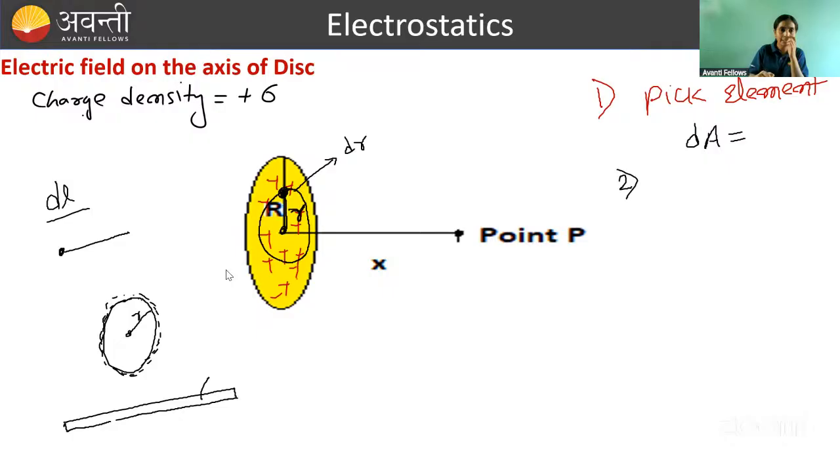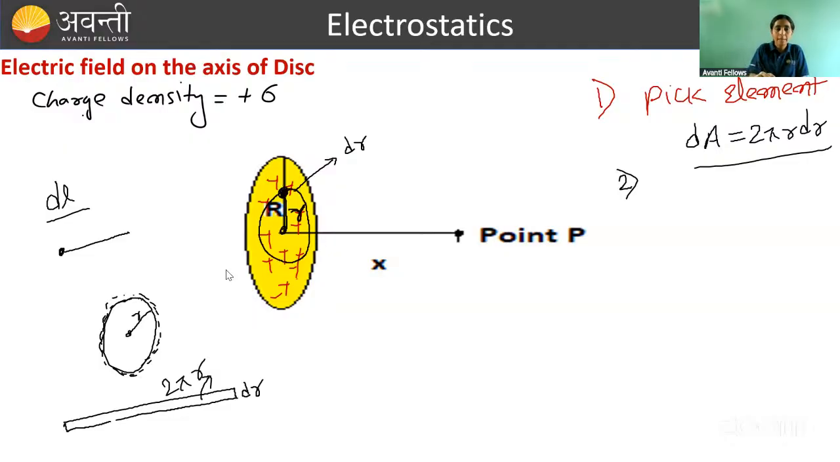And what is the area of a rectangle? Length into breadth. So here its thickness is dr, that is breadth is dr, and what will be its length? 2 pi r. So the small area is how much? 2 pi r dr. This is the small area.